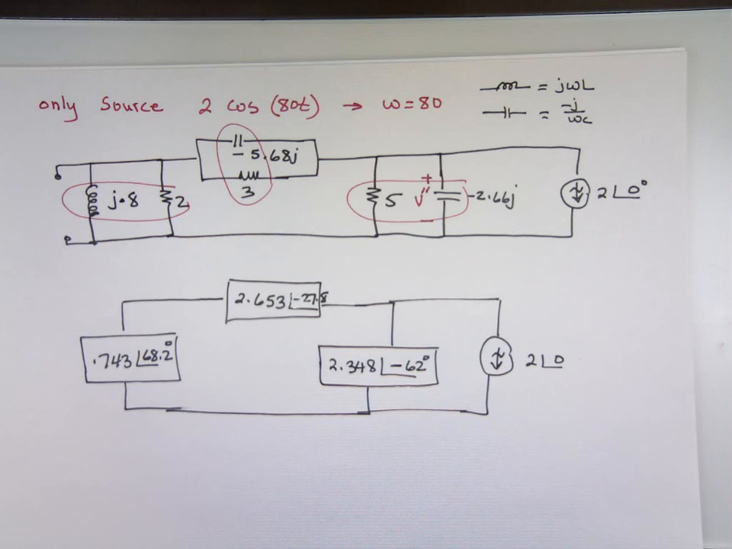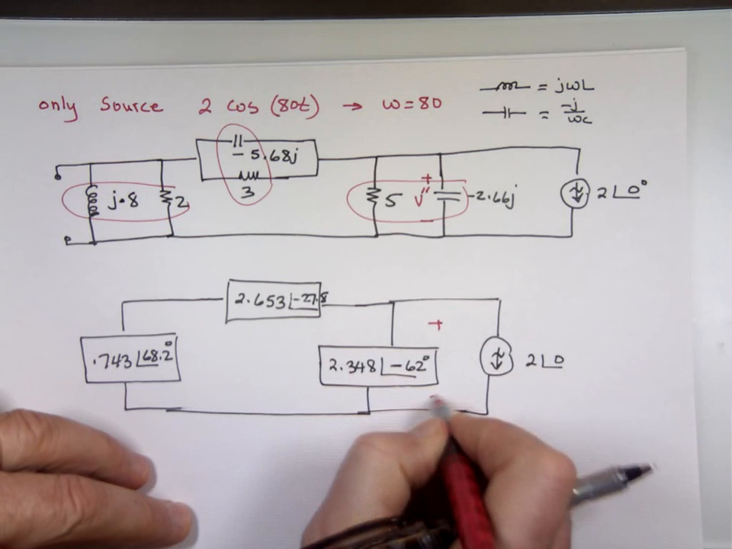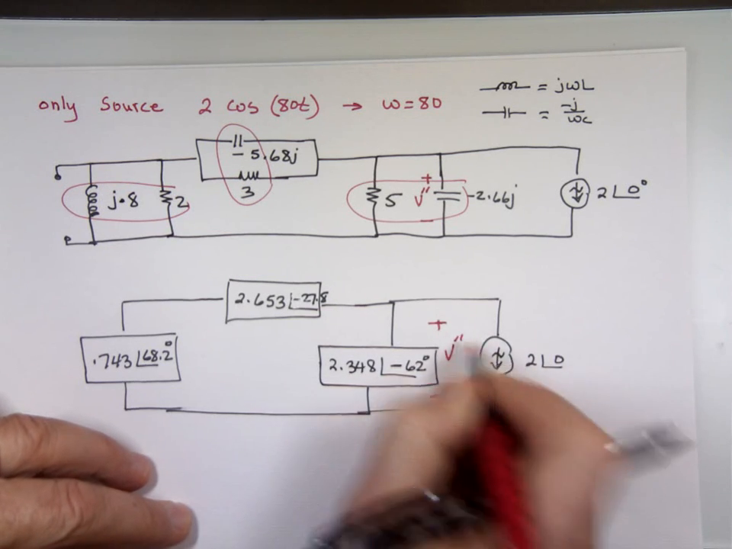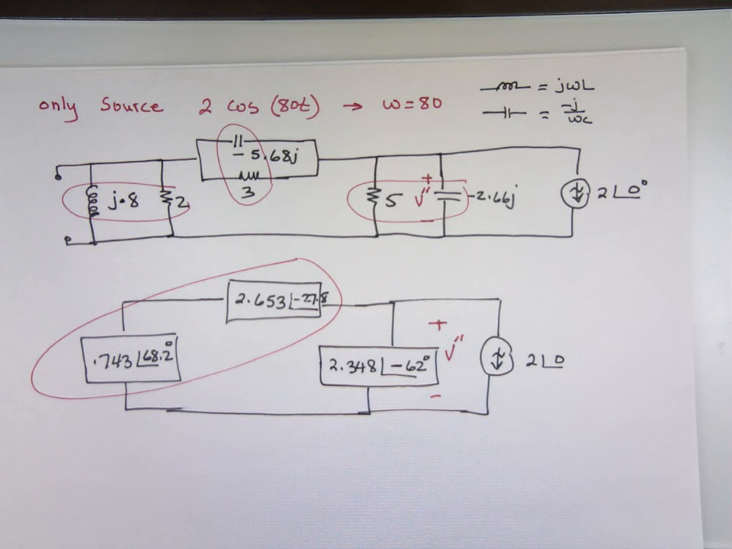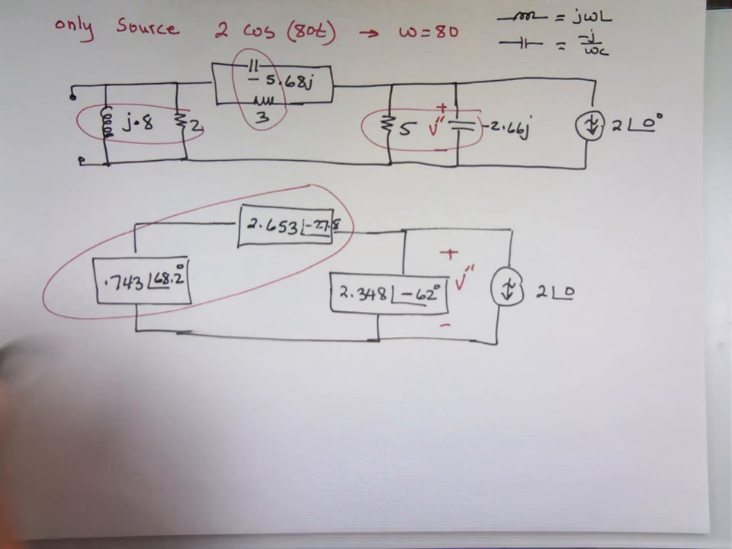And again, V2 is right here, or V double prime. Now, can we add these guys? How are they connected? So you can add them, make one out of them. 0.743 angle 68.2, add to it.